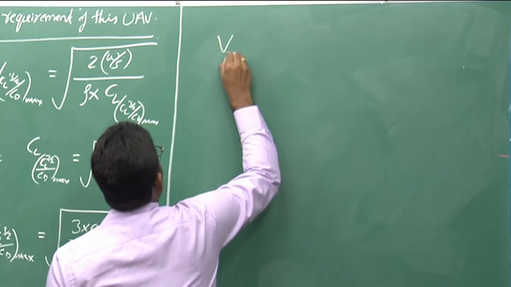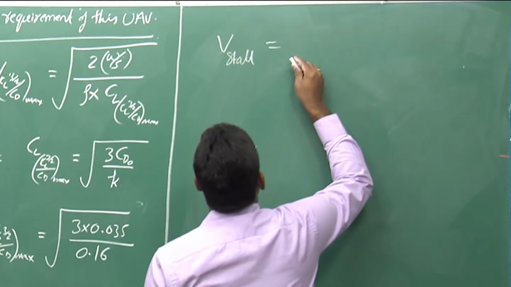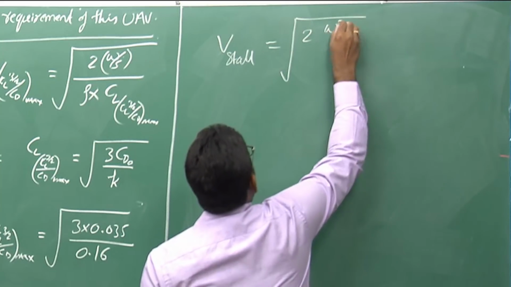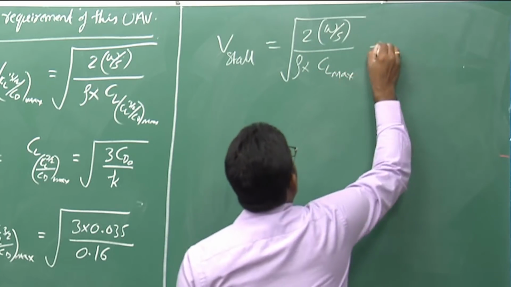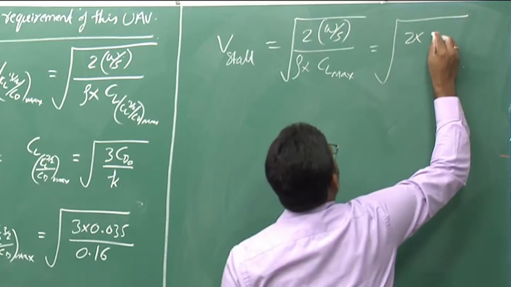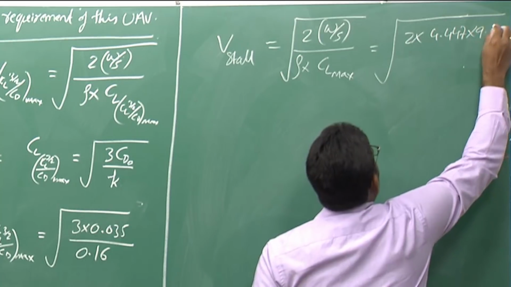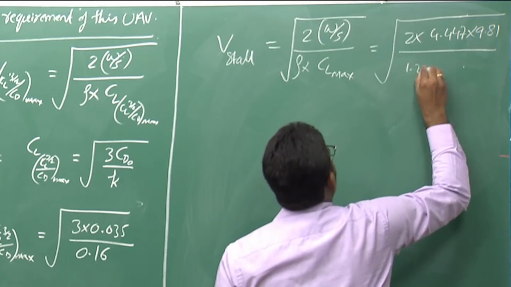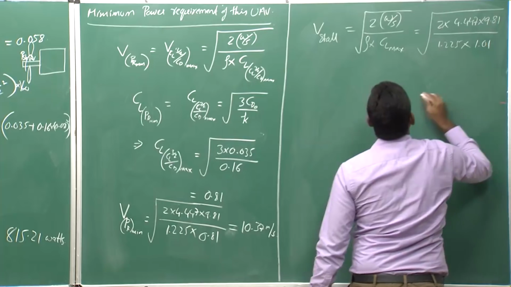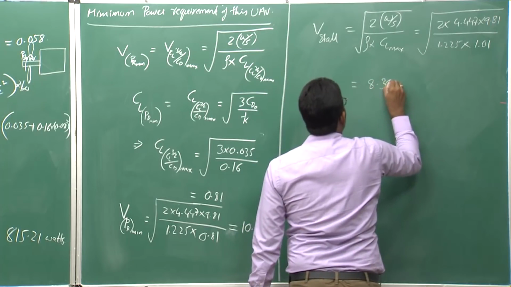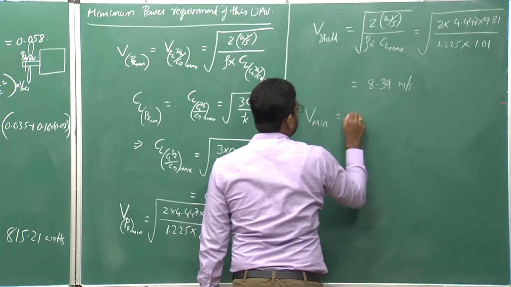Now, we need to find out what the stall velocity is as well. V minimum is obtained later. So, the stall velocity is the square root of twice W by S divided by rho into CL max. So, twice W by S is 4.447 into 9.81 into 1.225 into CL max, which is 1.01, giving 8.39 meters per second.